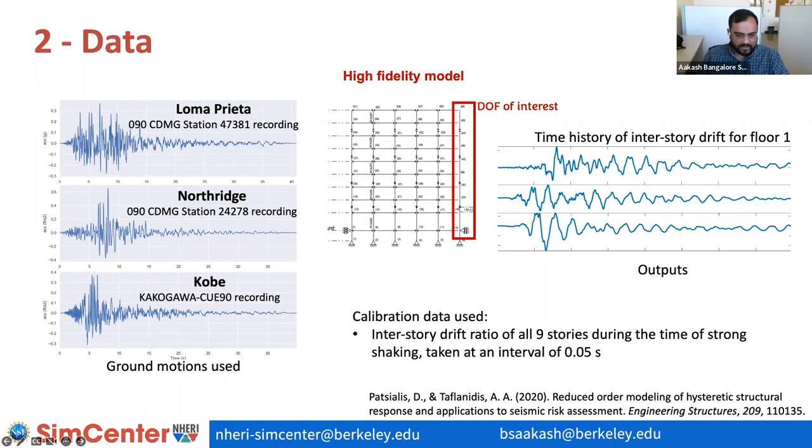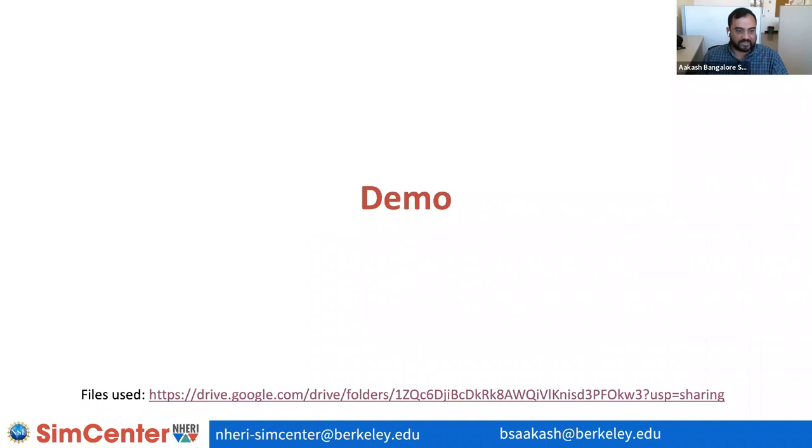So to summarize, the calibration data that we'll be using is the interstory drift ratio of all of these 9 stories during the time of strong shaking, taken at an interval of 0.05 seconds. And now we have all our ingredients ready and we can perform calibration. Doing Bayesian calibration allows identification of the entire posterior distribution of the reduced order model parameters. So this quantifies the uncertainty in the calibrated parameter values of the reduced order model. And this uncertainty can also be propagated through any forward analysis for making more robust predictions.